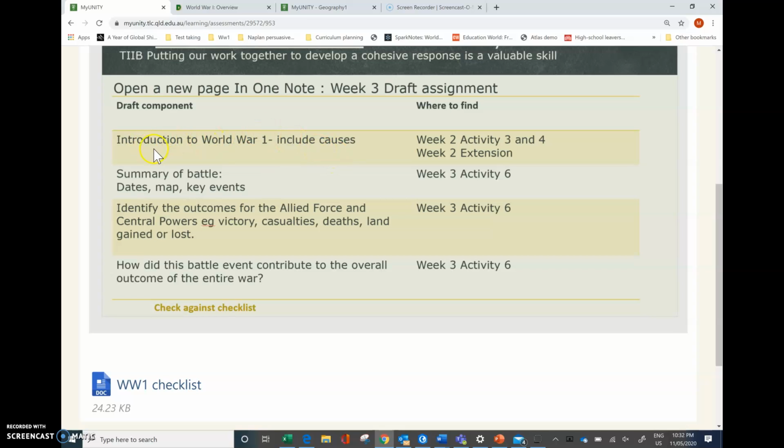You should have notes from Introduction to World War I, including causes, the summary of the battle, dates, maps, key events. Identify the outcomes for the Allied force and Central Powers, victory, casualties, deaths, land gained or lost. And you should have how did the battle event contribute to the overall outcome of the entire war. So all of those things are the focus of your assignment.